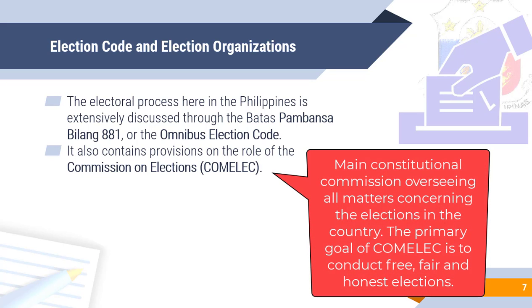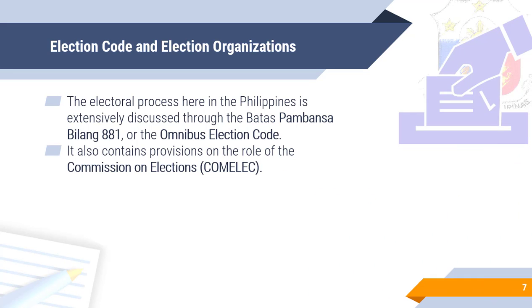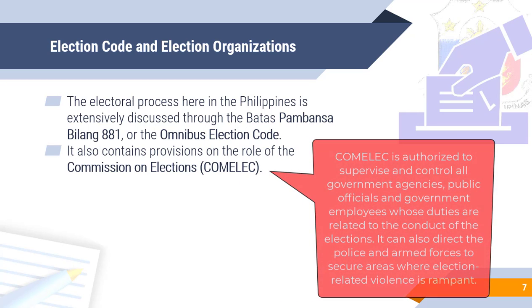The primary goal of COMELEC is to ensure the conduct of free, fair and honest elections. COMELEC is separated from the three branches of the government. During the election period, COMELEC is authorized to supervise and control all government agencies, public officials and government employees whose duties are related to the conduct of the elections. It can also direct the police and armed forces to secure areas where election-related violence is rampant.